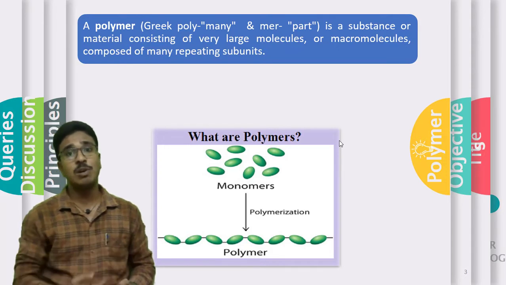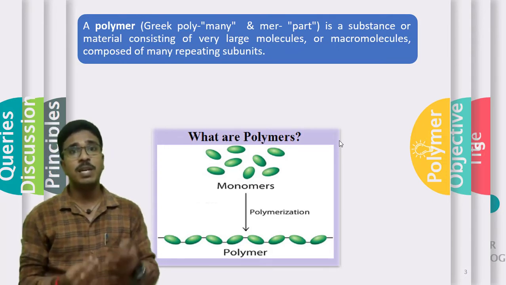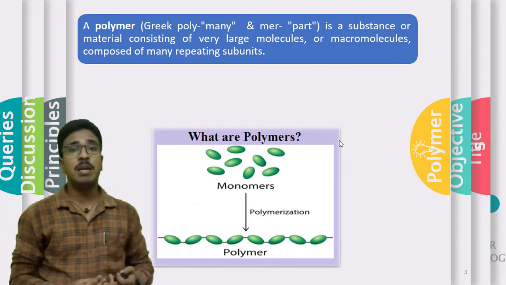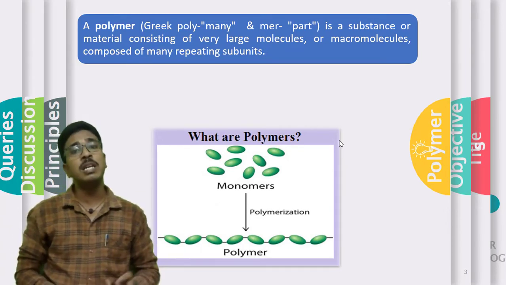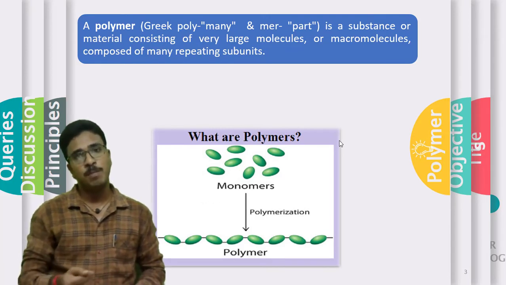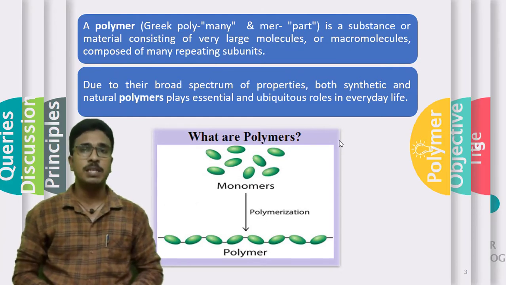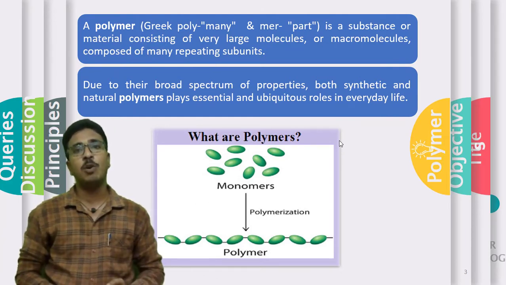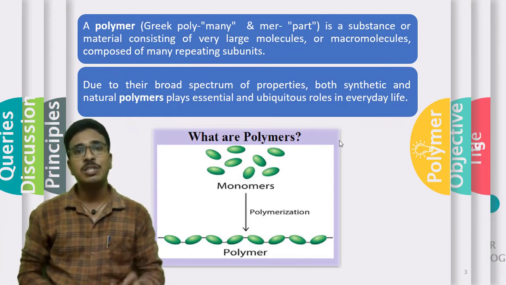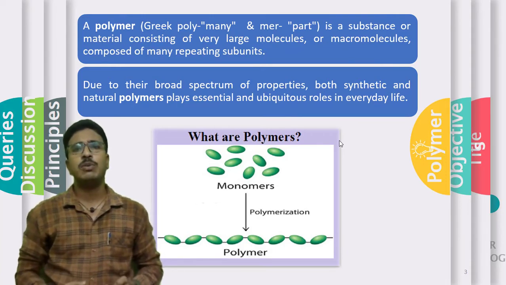Even in the last class we have discussed this polymerization process, where we have seen in detail about condensation polymerization and addition polymerization techniques in the process of making a polymer. Due to the broad spectrum of properties, both synthetic and natural polymers play essential and ubiquitous roles in each and every day-to-day life.